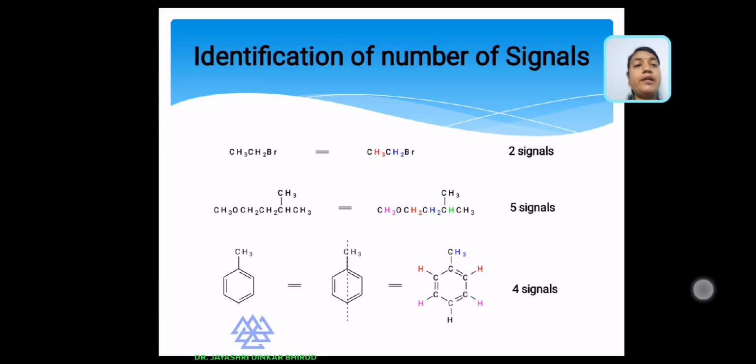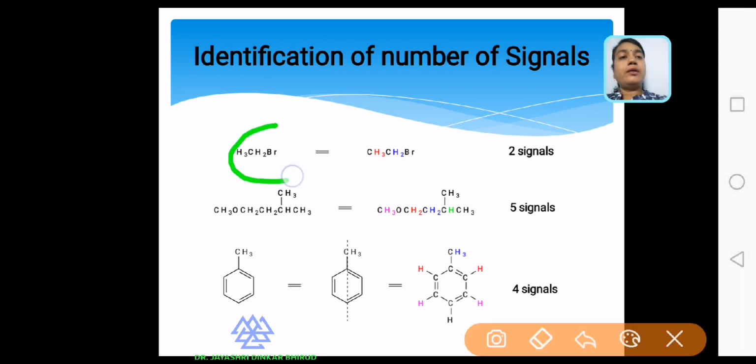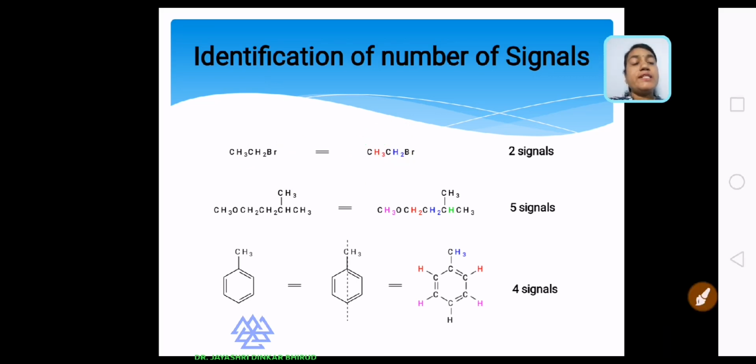Ethyl bromide contains two types of protons. One is the CH3 and another is the CH2. So, one signal for the CH3 and one signal for the CH2. Therefore, the total number of signals in ethyl bromide is 2. See the next example.